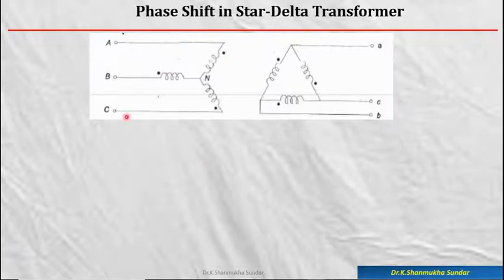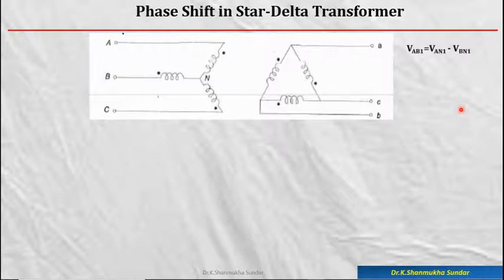Now using this star delta transformer, let us construct the vector diagram. Before constructing the vector diagram, we know from the basics the line voltage on the star side, VAB, is equal to the vectorial difference VAN minus VBN. The line voltage on the star side, VAB, is equal to VAN minus VBN. Suffix 1 has been given.